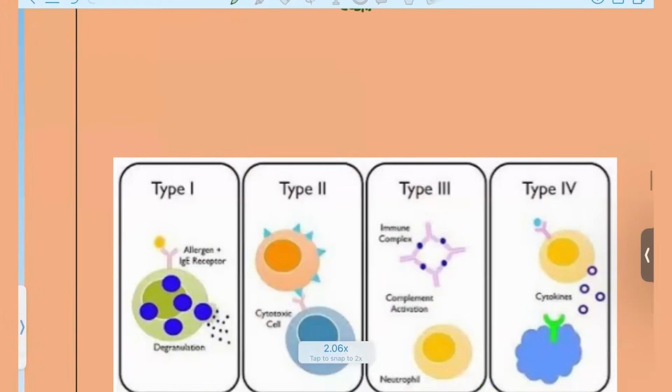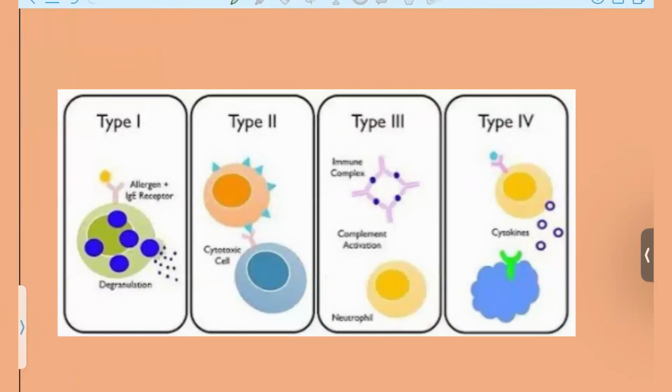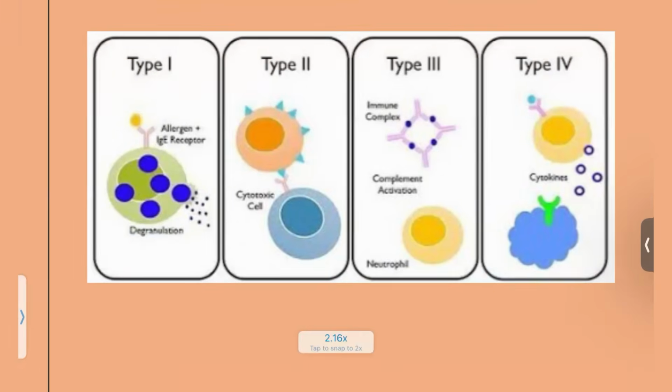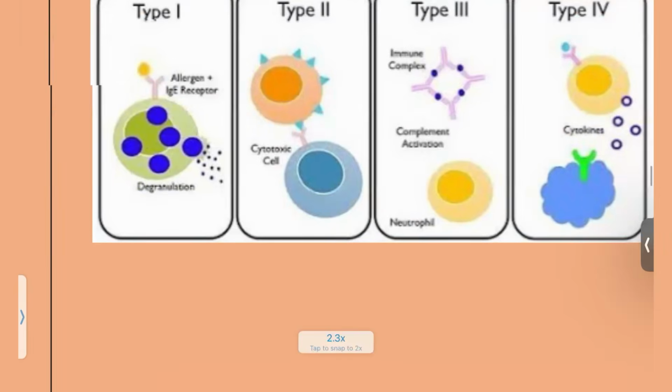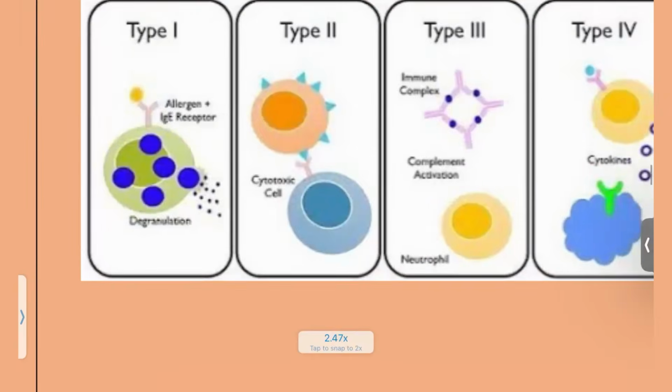This is the thing that you have to remember. Next, moving on to the hypersensitivity reactions and their examples. How can we remember the different types of hypersensitivity reactions? So remember this way: ACID.